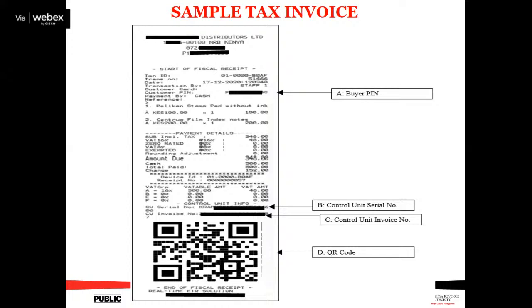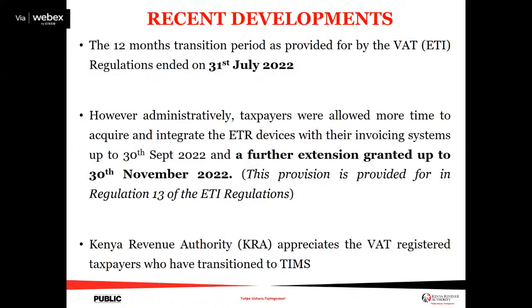The features are the same as have been described before. So you will have the buyer's PIN number on the receipt. You'll have a control unit serial number, a control unit invoice number, and the QR code that we've just been talking about. So in a nutshell, this is how a TIMS compliant ETR actually looks like.